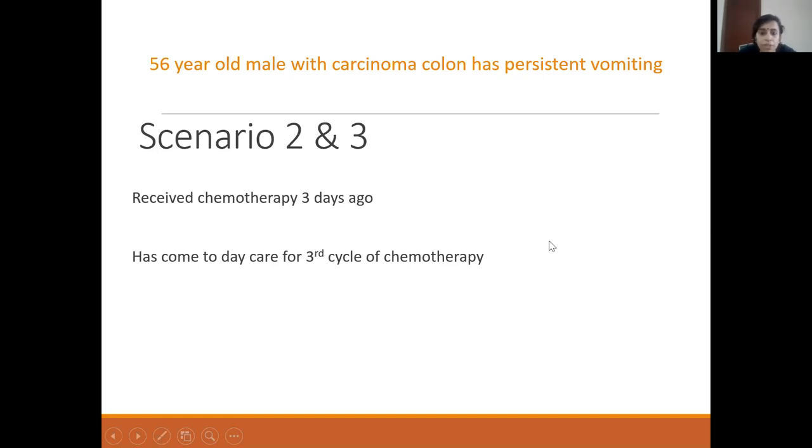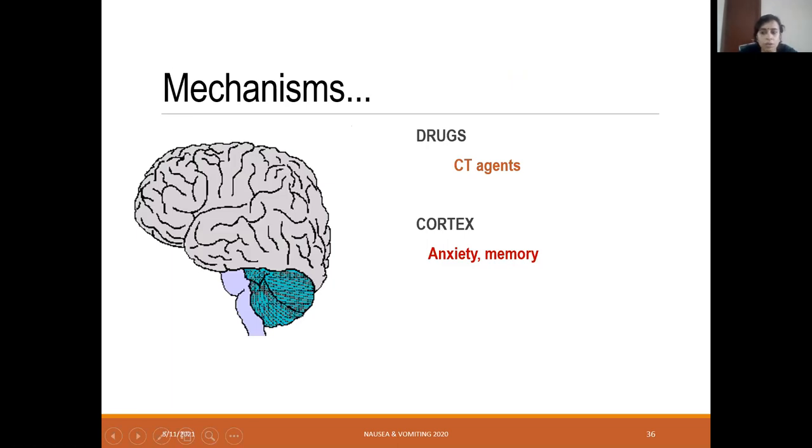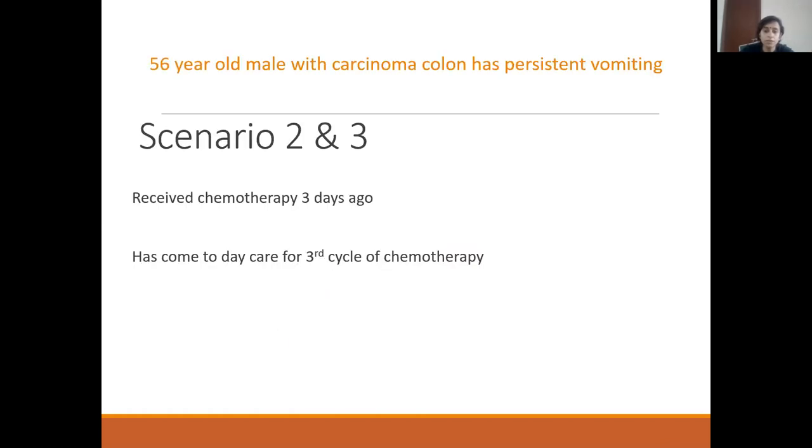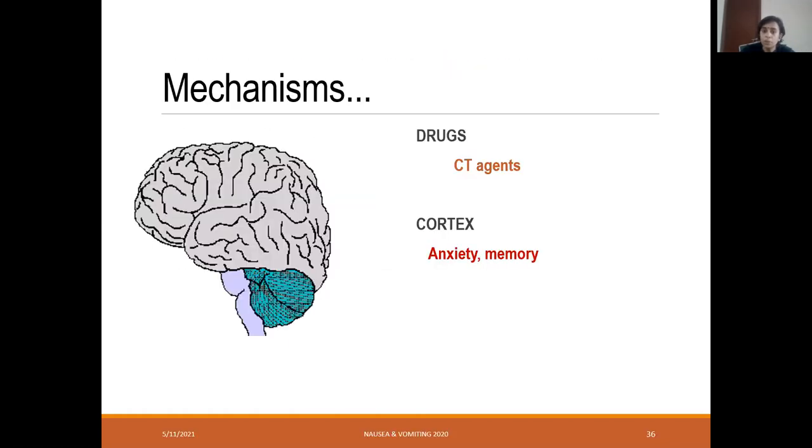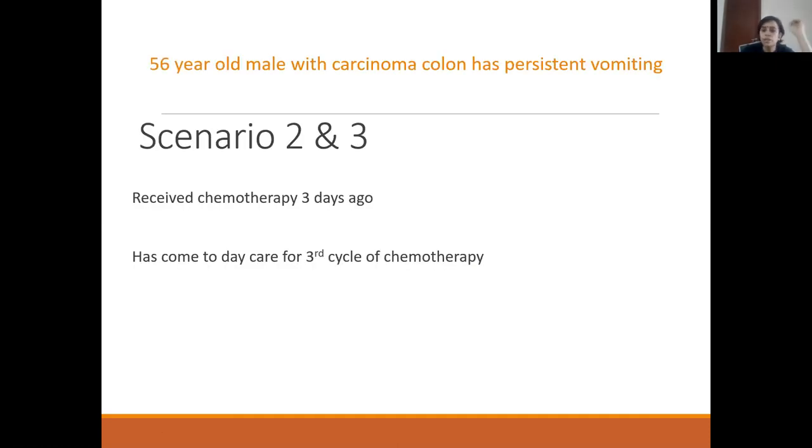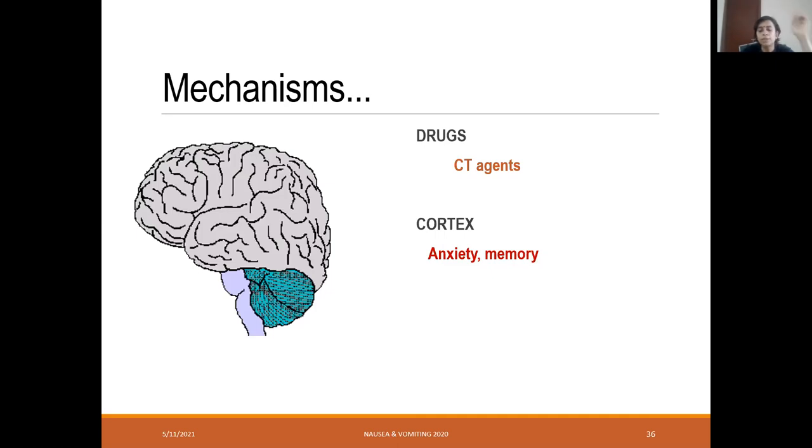Yeah, fear, memory, yes. So he is scared. Last time I had vomiting, now I have come to chemotherapy, so I may vomit. The chemotherapeutic agents can be one reason, and sometimes it may be related to anxiety and memory. So in the initial scenario, during chemotherapy, he vomited because of the chemotherapeutic agents. The second time he came to chemotherapy and started vomiting, it can be related to anxiety and memory.